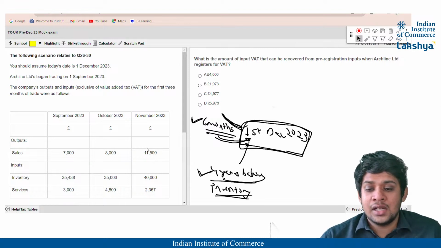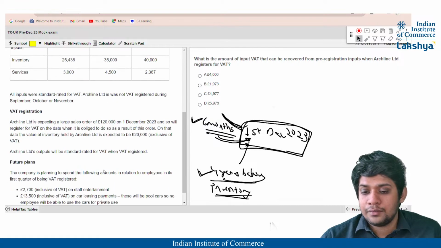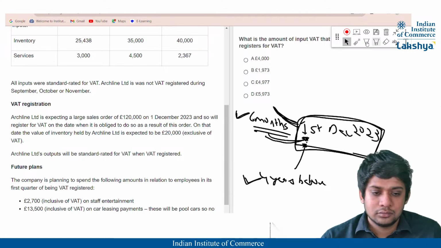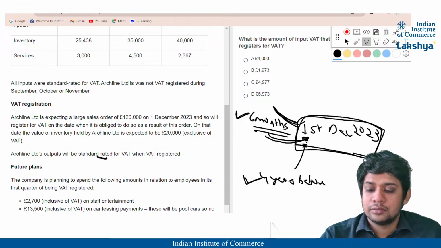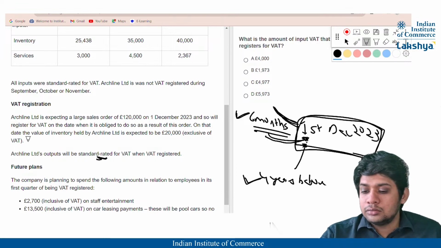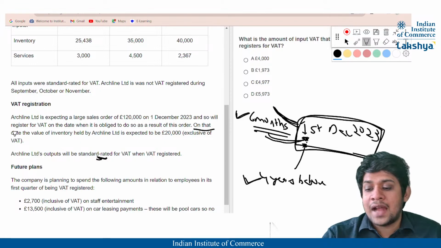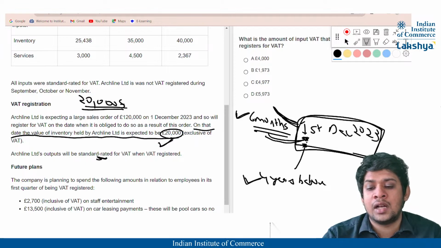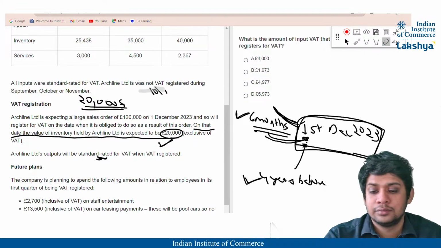So technically, guys, you can see here in this case, they have clearly said, on this line, that on that date, the value of inventory held by Archeline Limited is 20,000 pounds. Right? So on that date, their value of inventory was 20,000 pounds. That means 20,000 pounds worth of goods were still in inventory. So that will be considered, right? 20,000 pounds goods will be considered.